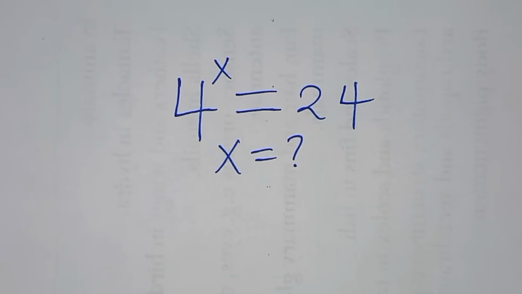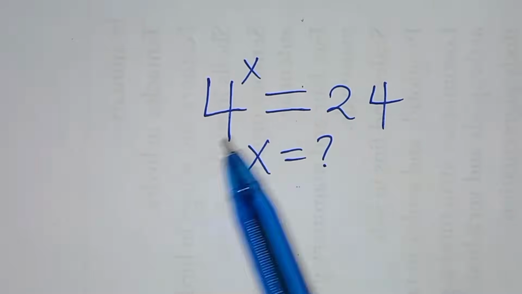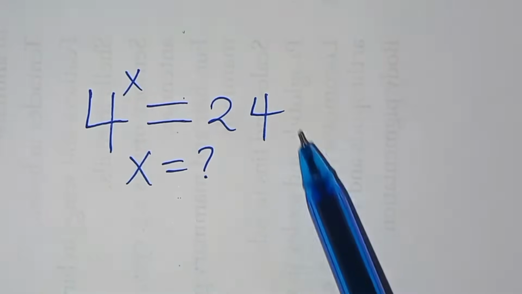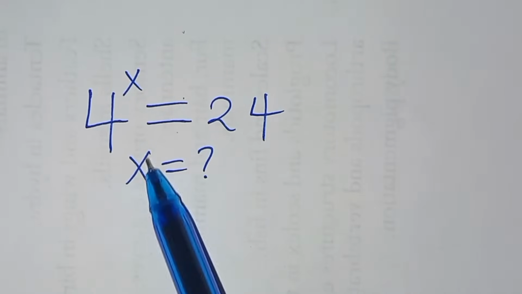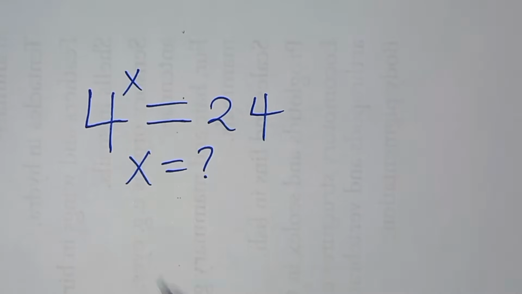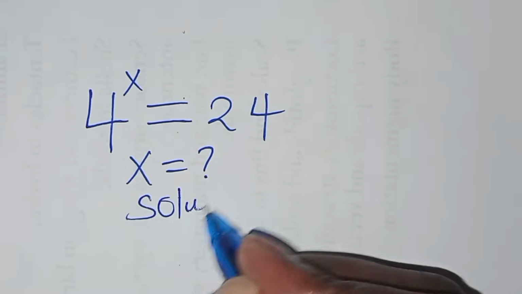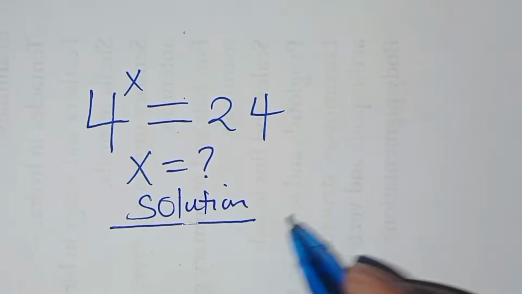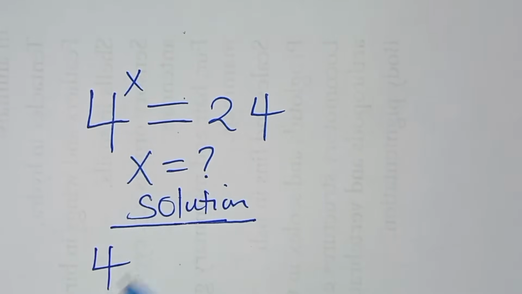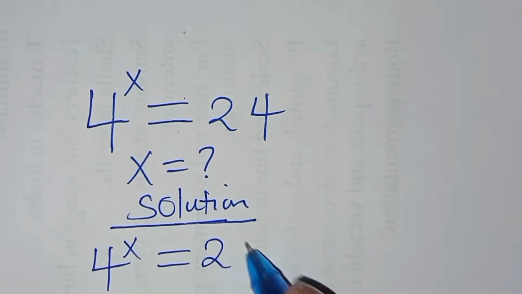Hello everyone, you're welcome to solve this nice exponential equation which is 4 to power x equals 24. So what is the value of x? Now solution from here, we have 4 to power x equals 24.